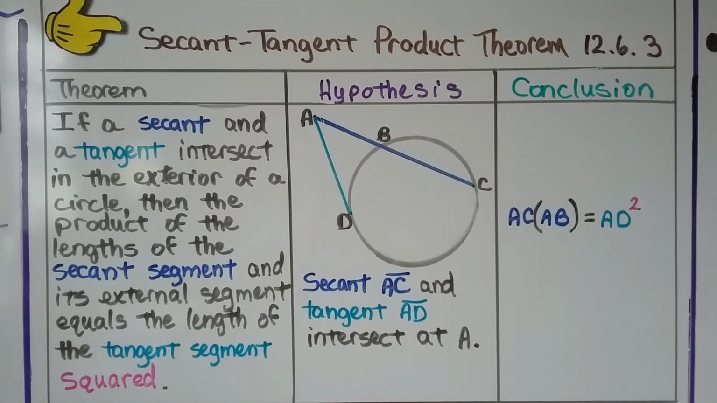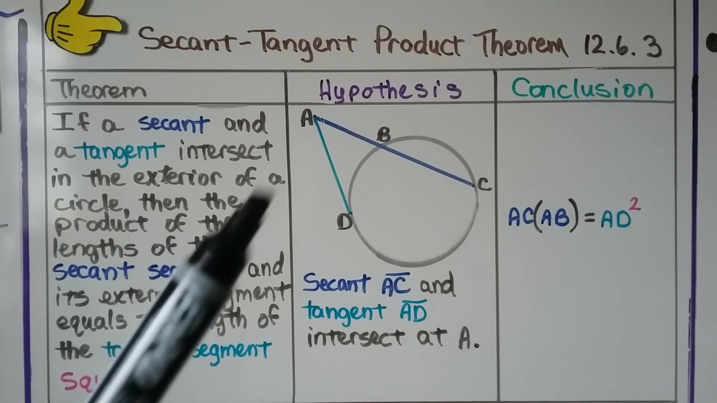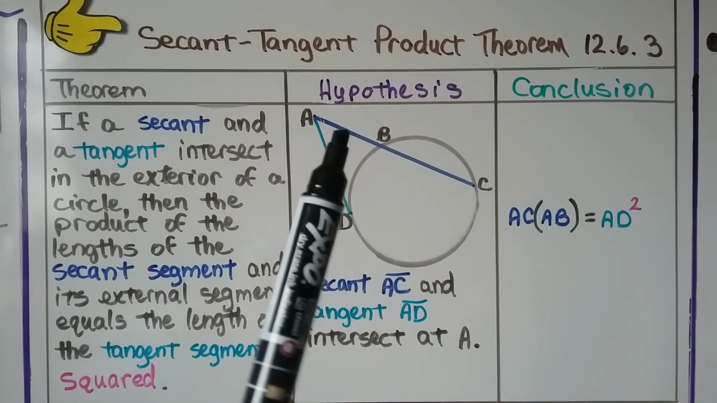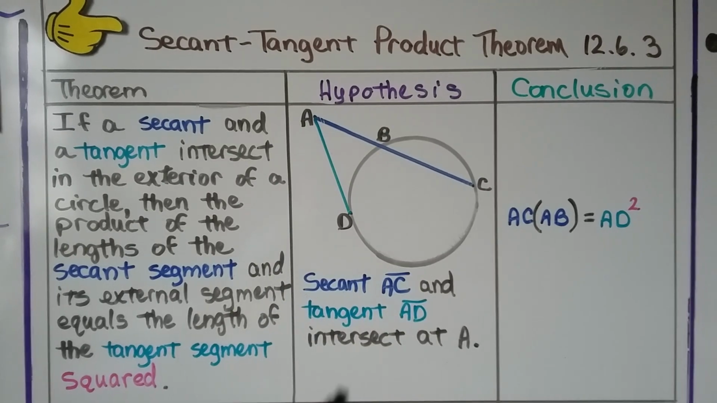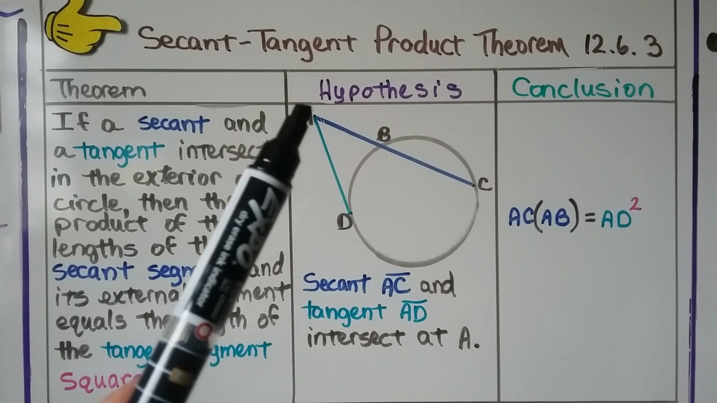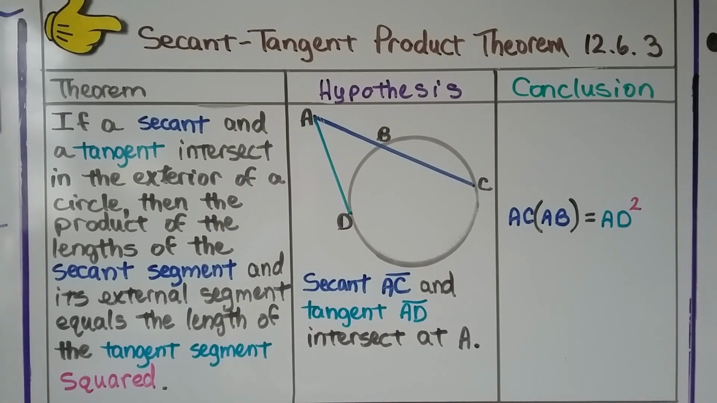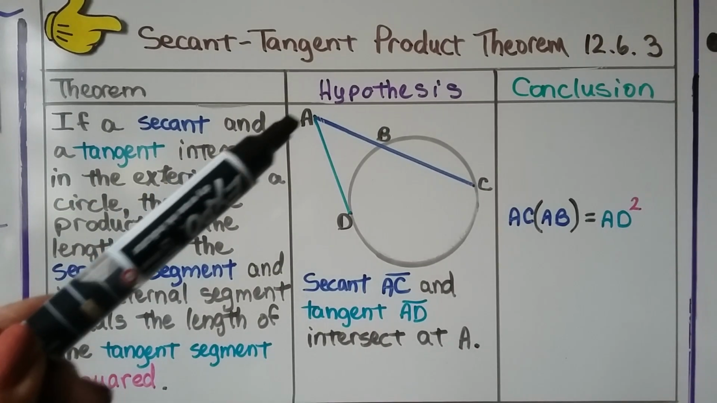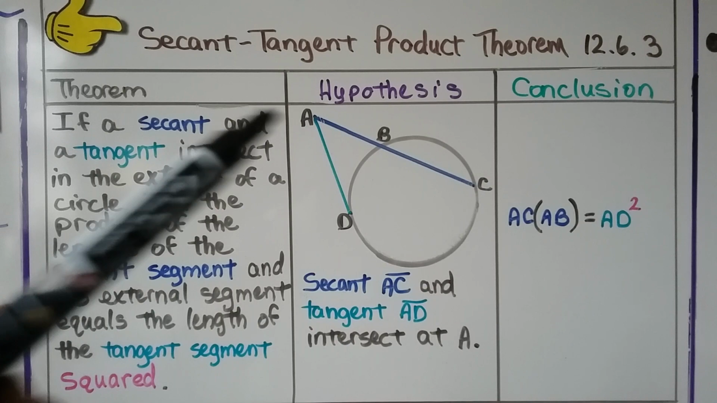So for your notes, we've got the Secant-Tangent Product Theorem. It's theorem 12.6.3. And it says, if a secant and a tangent intersect in the exterior of a circle, then the product of the lengths of the secant segment and its external segment equals the length of the tangent segment squared. We have secant AC, this whole thing, and tangent AD right here. And they intersect in the exterior of the circle at A.